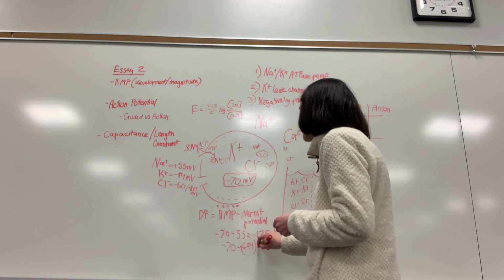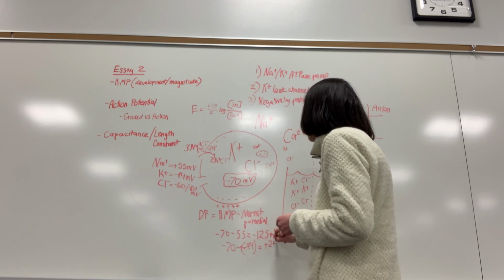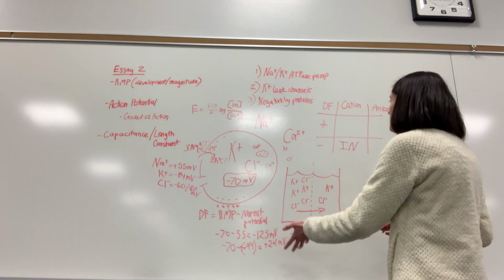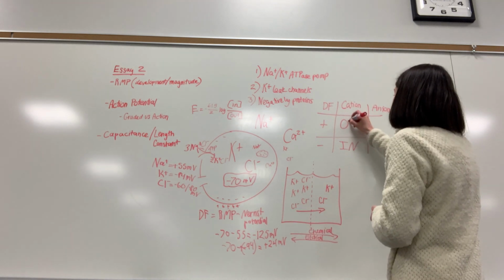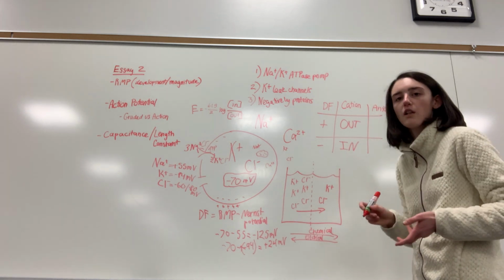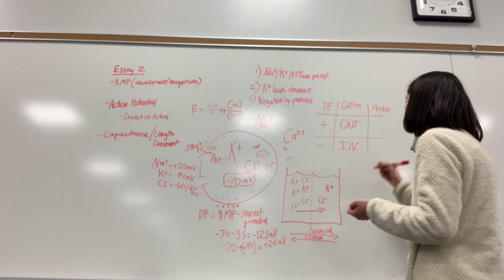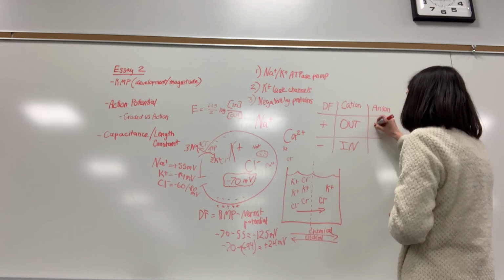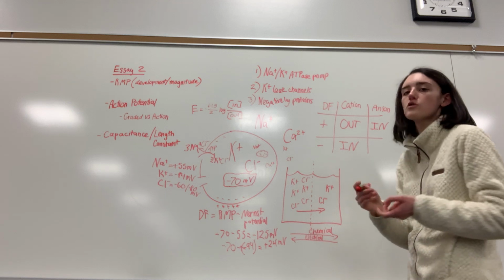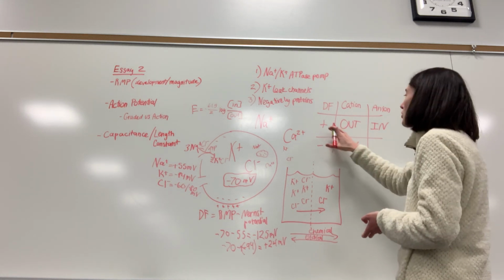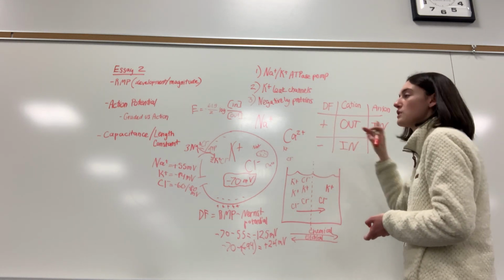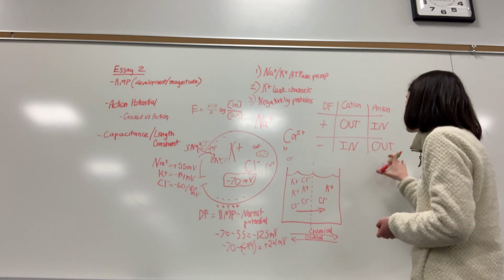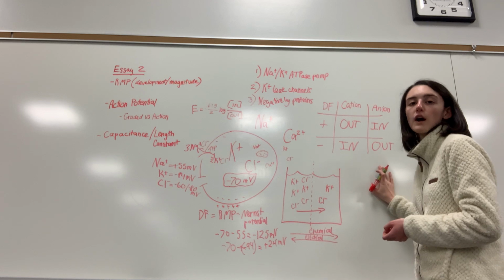Two negatives make a positive, and that will give us positive 24 millivolts. If we're working with a cation with a positive driving force, it will want to flow out of the cell. And then, just as a side note, an anion that has a positive driving force will want to go into the cell. So if we're working with chloride that has a positive charge, it's going to want to go in. If it has a negative charge or negative driving force, it's going to want to flow out.